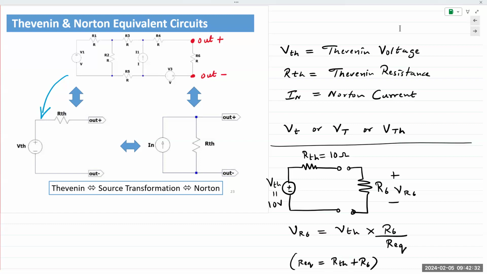And as I've stated previously, this is not a new analysis technique. What you're doing here is simply taking the analysis techniques that we have learned so far, and applying them to these theorems to determine the actual voltage, the current, and the resistance.